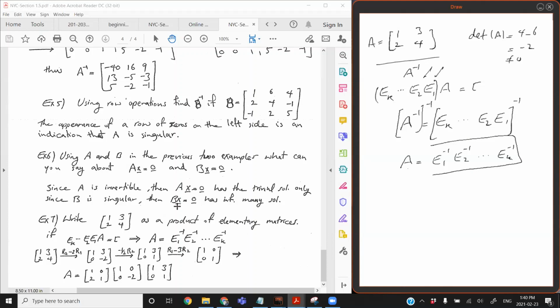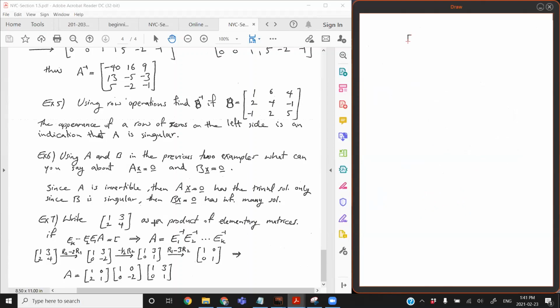So let's try to do this one. I want to write this matrix A, [1, 3; 2, 4], as a product of elementary matrices. So first of all, I need to transform that into I. So I have [1, 3; 2, 4]. I'm just going to erase this and use the whole board. First, I need to transform that into I.